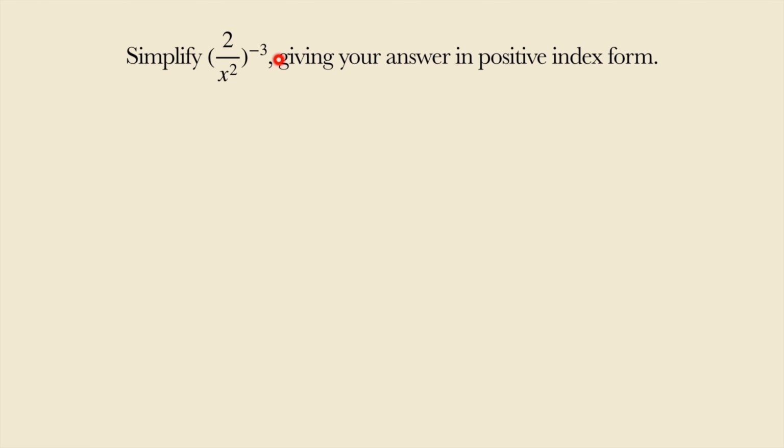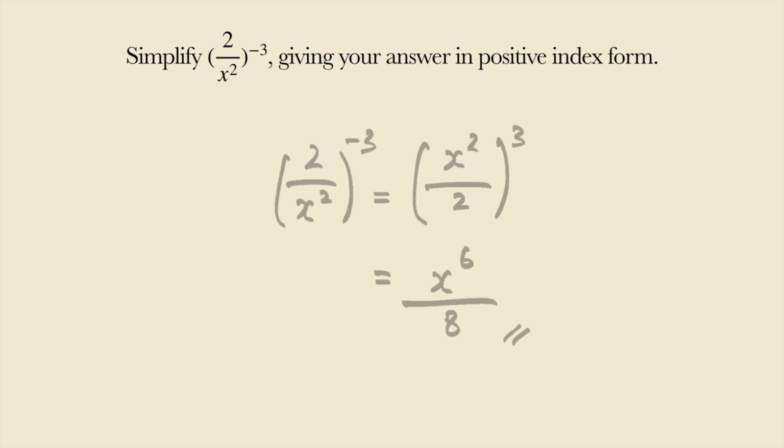So negative power here, we'll do that flipping to turn into positive power 3. That's it. Now this power 3 will apply to everything here, including that 2 over there. So it's x to the power 6, and 2 to the power 3 is not 6, it is 8.